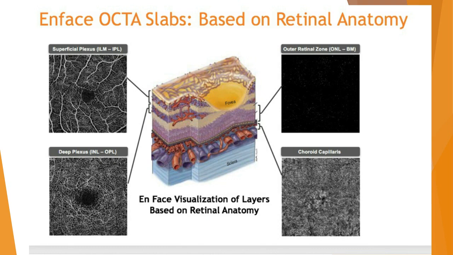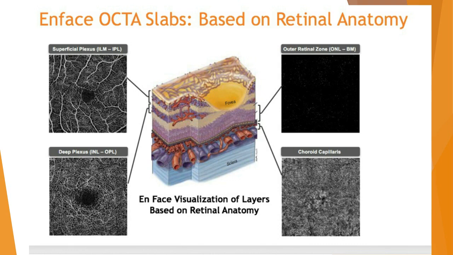So the most superficial part of the retina is perfused by what we call the superficial capillary plexus, which is essentially made up of the inner limiting membrane to the inner plexiform layer. All of the white vessels that you see on that slab are vasculature. The black circle in the middle is the foveolar avascular zone. And what you see is this centripetal pattern, this centripetal fashion of blood vessels surrounding that foveolar avascular zone.